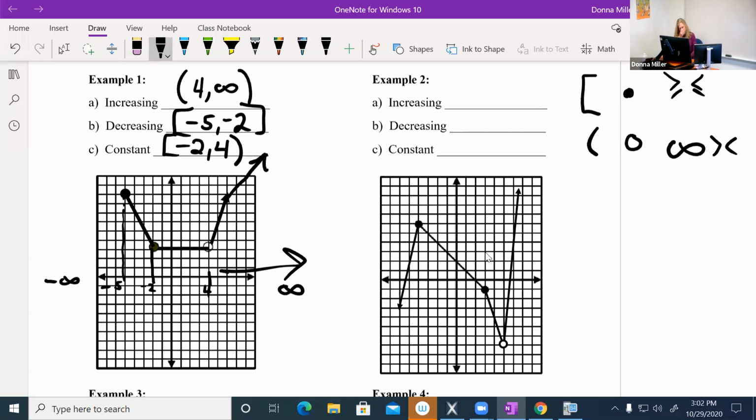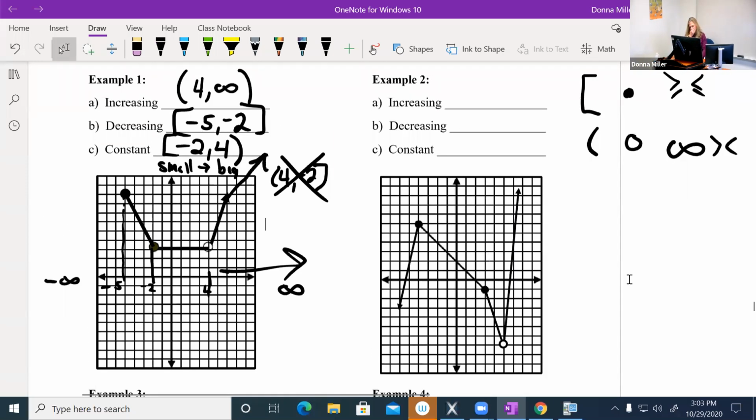Now, there's something I wanted to tell you. 4 to infinity. Okay, we're good. Make sure when you're writing interval notation, you always go from the smaller number, the most negative, to the biggest. So writing an interval, it's not appropriate to write 4 to -2. This is no good. You always go from smallest to biggest. The left one is the smaller one, the most negative, and the right one is the most positive.